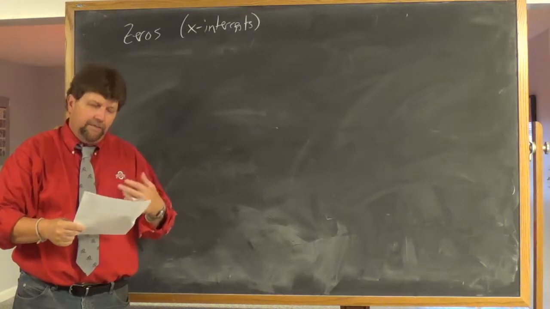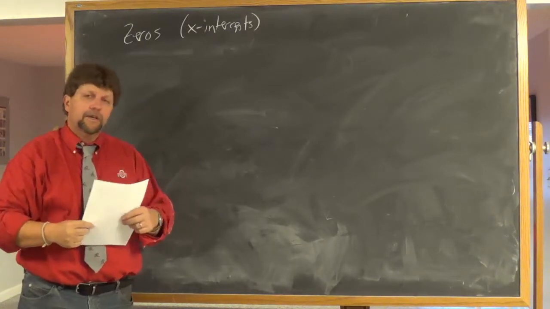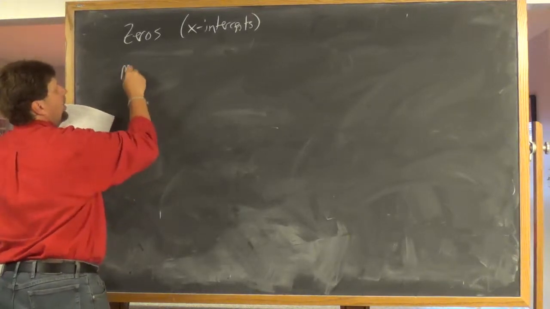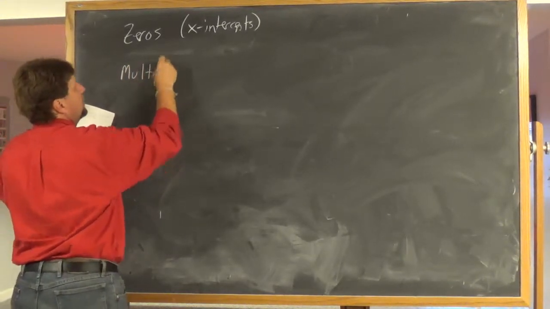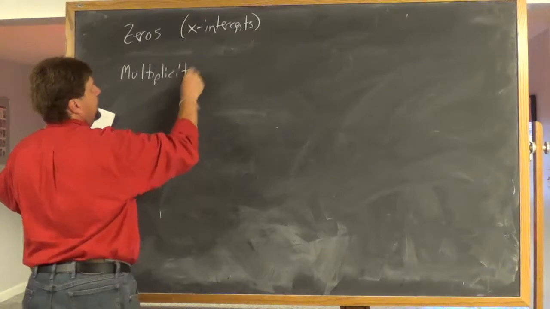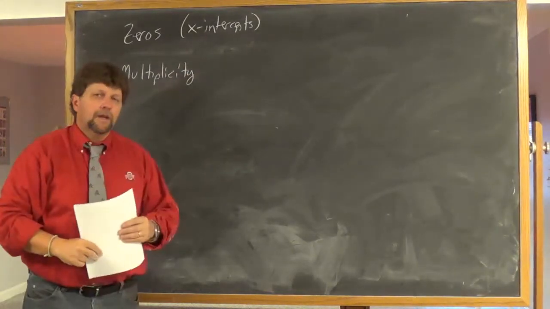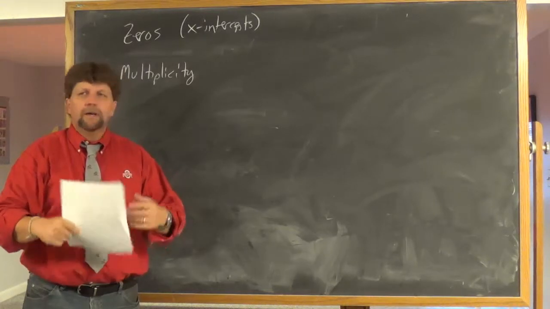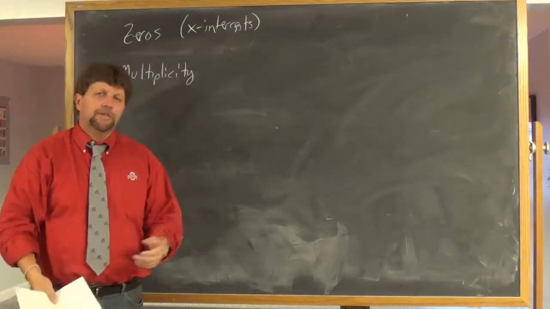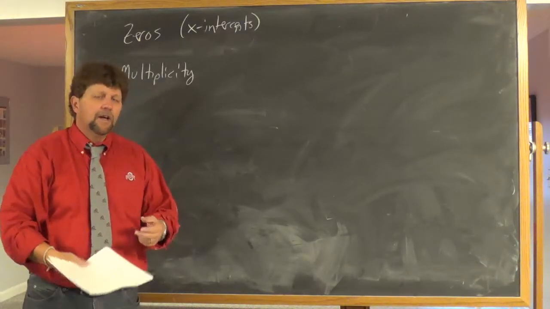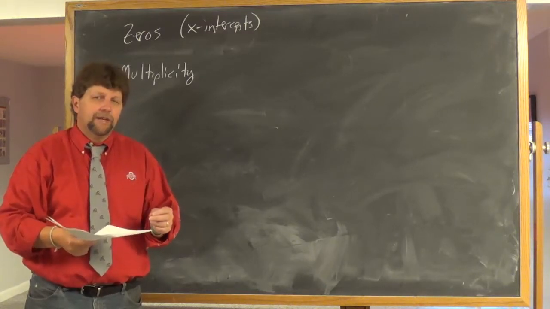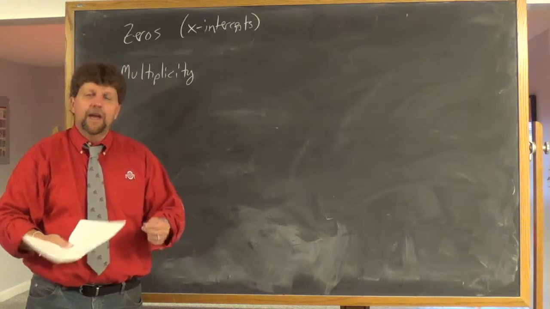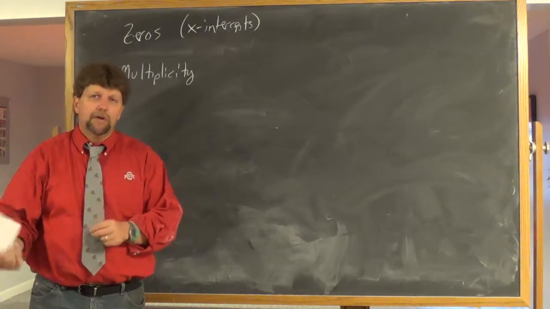Once you start talking about zeros, then you're going to be hit with this word. The book's going to talk about multiplicity of the zeros. So a zero could have a multiplicity of 1, a multiplicity of 2, a multiplicity of 3, etc. Multiplicity is just a fancy way of saying how many times does the zero occur?